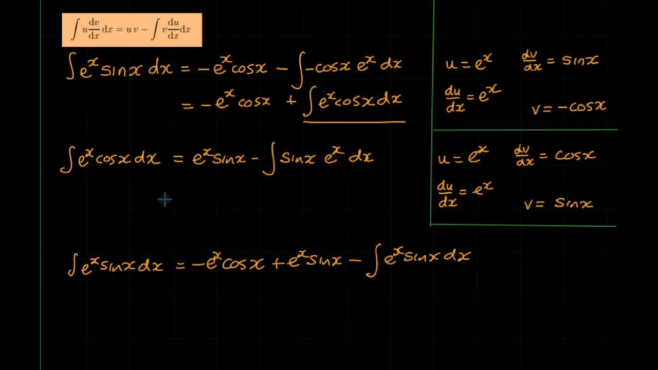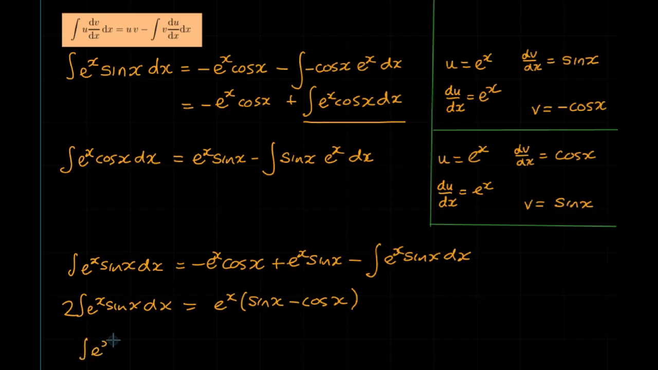So if I transfer this across, I get 2 times the integral of e to the x sine x equals e to the x times, I'm going to swap this around, just looks a bit neater, sine x minus cos x, and so I can then divide by 2, so the integral of e to the x sine x dx equals a half of e to the x times (sine x minus cos x). And of course I should put a plus c on the end.